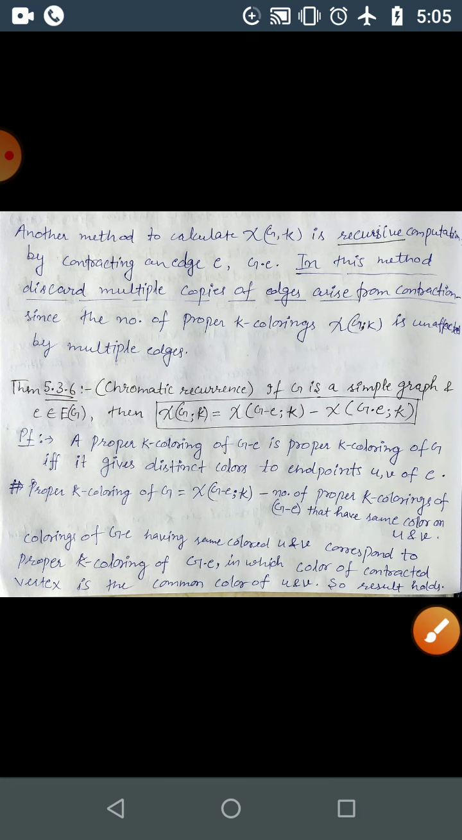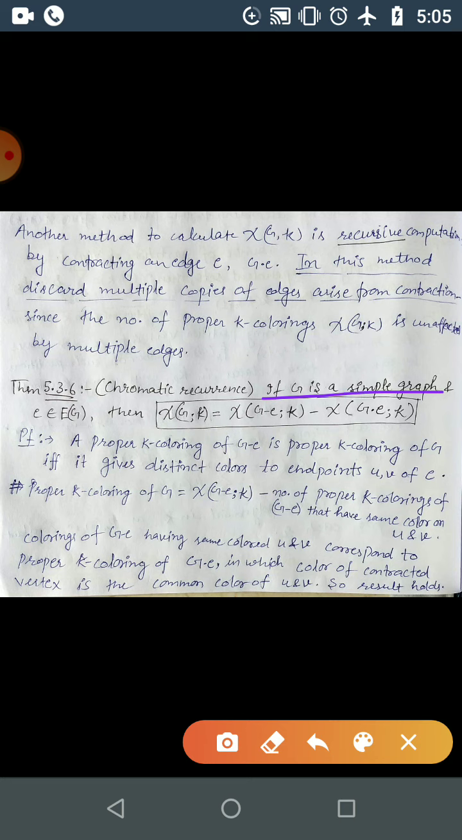So if G is a simple graph and E is an edge, then the chromatic polynomial for G can be calculated from the chromatic polynomial of G minus E, where E is discarded from G, minus the chromatic polynomial of G contracted E, among k colors. So the chromatic polynomial of G, when k colors are given, will be the chromatic polynomial of G minus E minus the chromatic polynomial of G dot E.